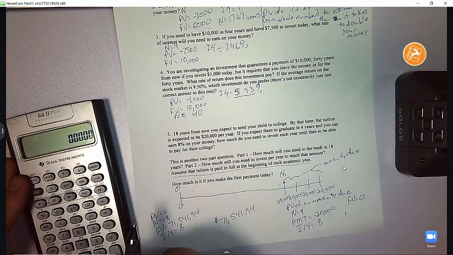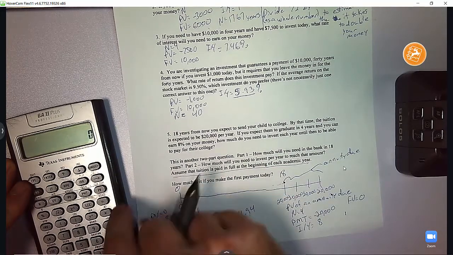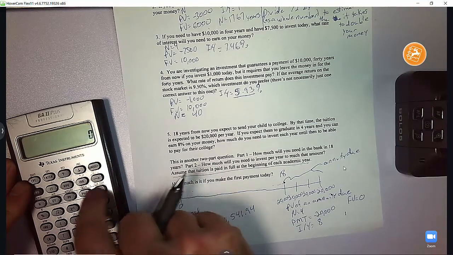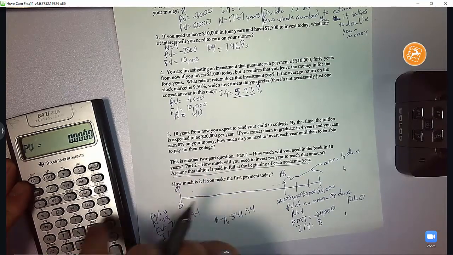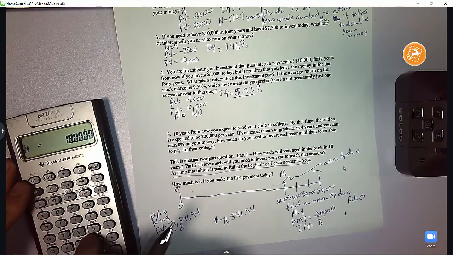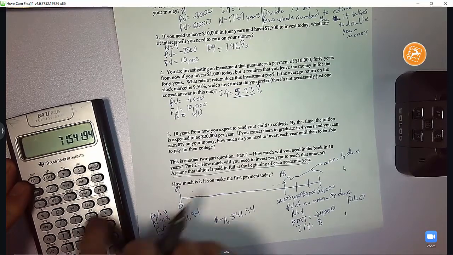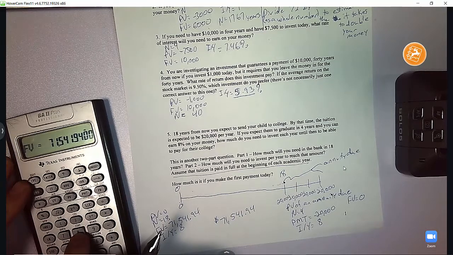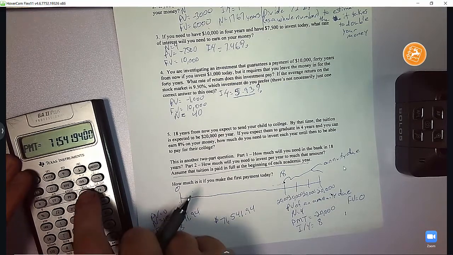I'm going to put in 0 for my present value. My interest rate is 8%. My N is equal to 18. My future value is $71,541.94. And now I'm going to calculate my payment.